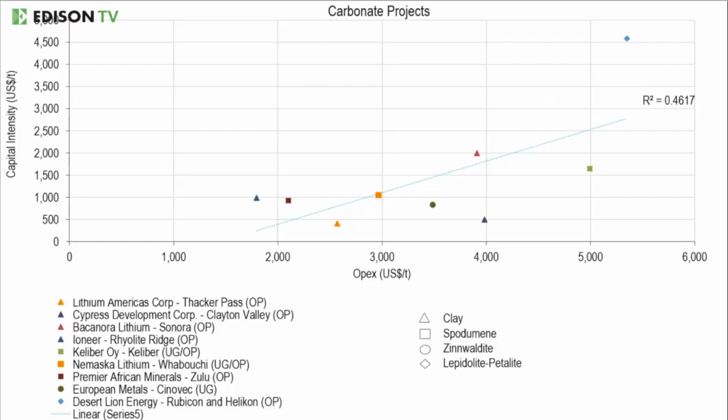Here we can see that there is a medium correlation that is statistically significant to a confidence interval of 80%. So in this chart, there is a relationship between capital intensity and operational cost, but it's not the relationship we would initially expect. In this chart, we see that projects with higher capital intensities also have a higher operational cost in general, so they are more expensive to build and operate.